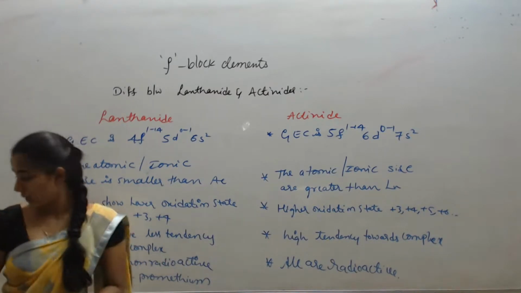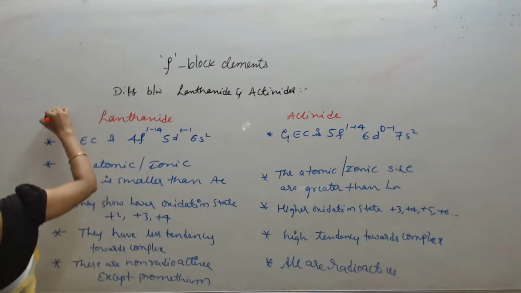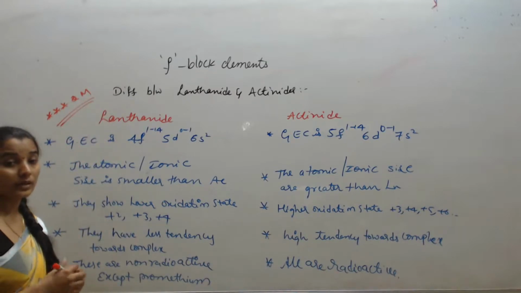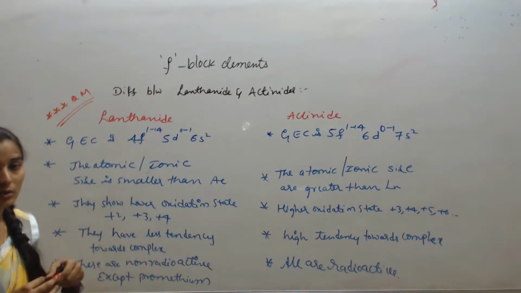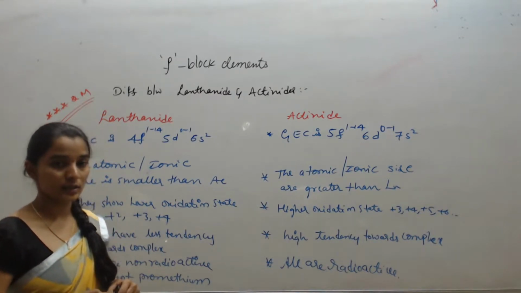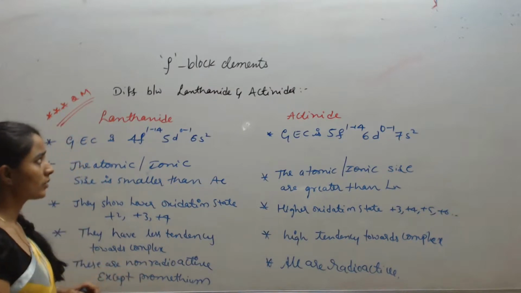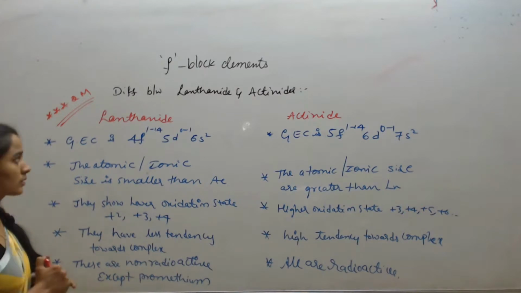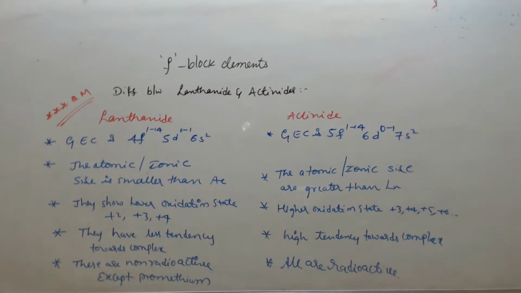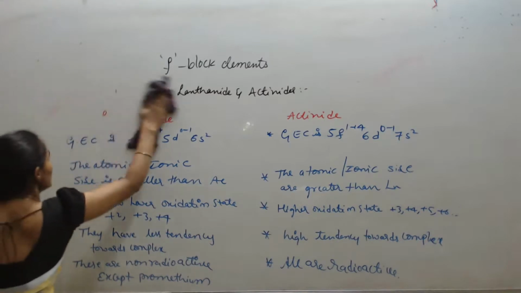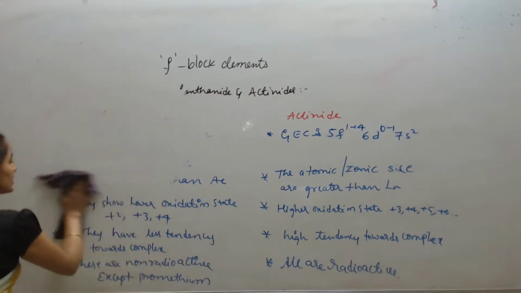This is very important for 2 marks. If they want to ask a question from this chapter for 2 marks, they may ask the difference between lanthanide and actinide series, whatever the way they can ask. So this is the important thing. This is the difference between lanthanides and actinides. So the next one is the last topic of this chapter, uses of d and f block elements.